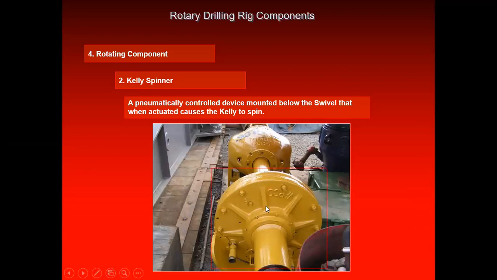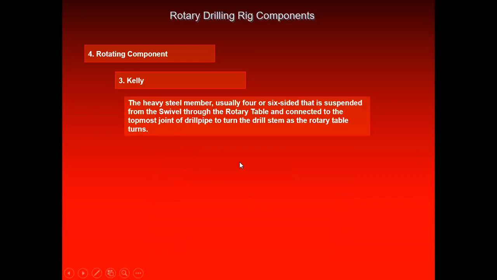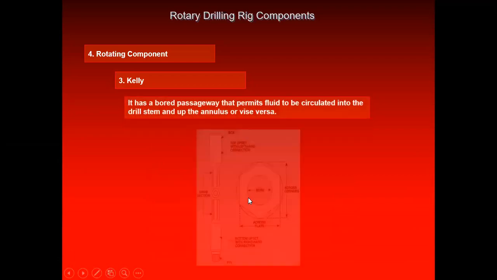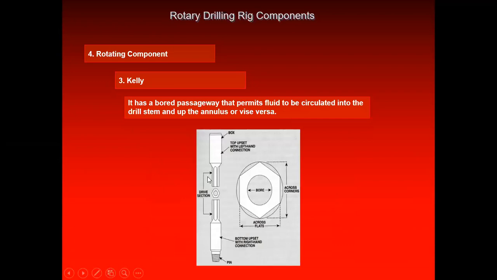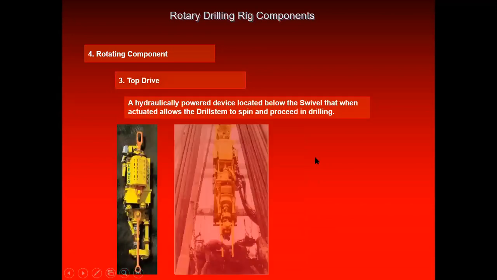Okay. This is the Kelly. So I will show you the picture of Kelly. As I said, Kelly is the rectangular pipe, not the circular. This one shows the circular one, but this one is the rectangular pipe. You can see here, it's not the circular one. The purpose is that it provides the space for the drilling fluid to go inside the drill string, as well as doing the rotation. That's the function of the top drive.